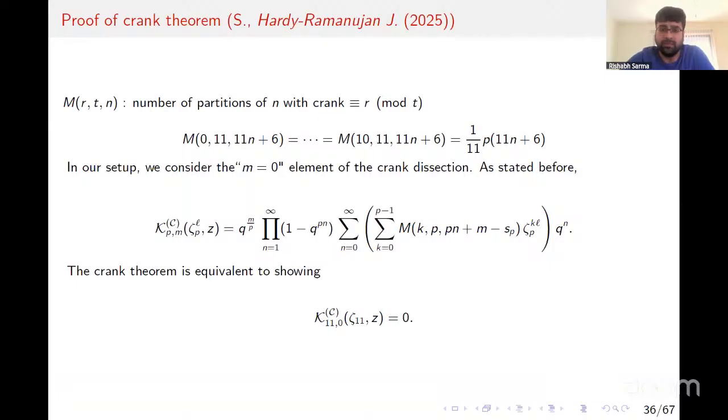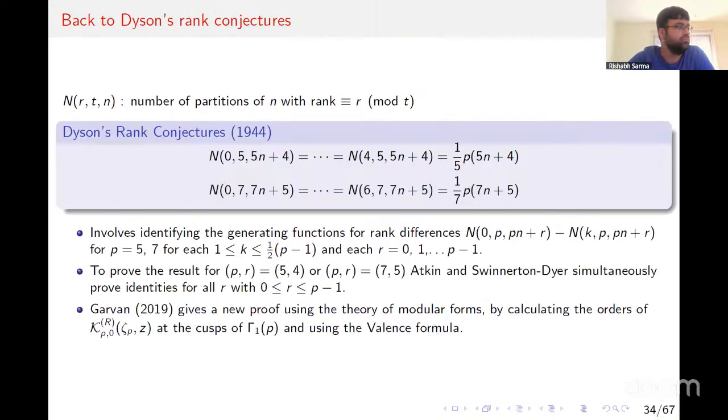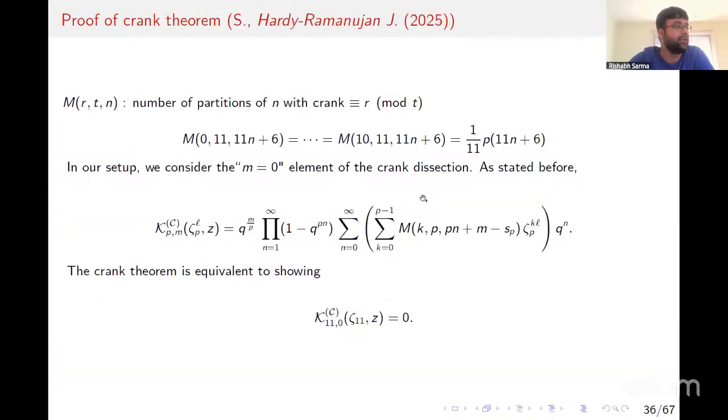What I do in this paper is I try to mimic Garvan's new proof, using the theory of modular forms, to prove Dyson's rank conjectures. I mimic that proof. So if M(r, t, n) denotes the number of partitions of n with crank congruent to r modulo t, then this is the crank conjecture, or crank theorem.